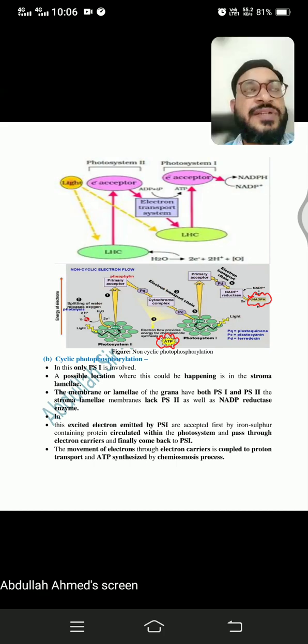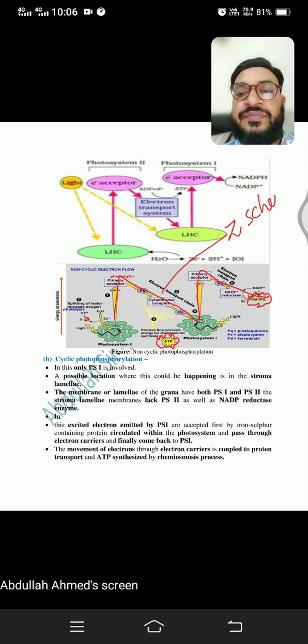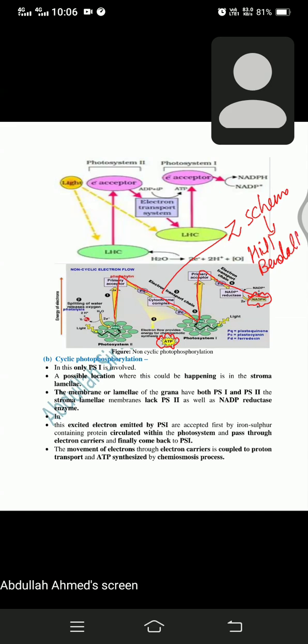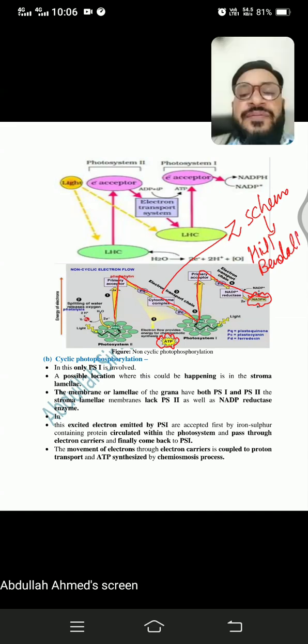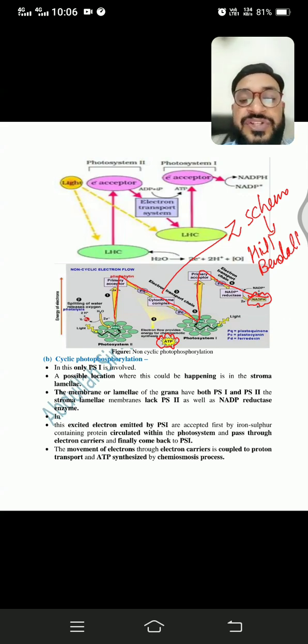And when the electron is traveling, a zigzag-like structure is going to form. That is called the Z scheme. Which scientists called this the Z scheme? Hill and Bendall. So what is the Z scheme? Whenever an electron travels in the non-cyclic pathway, a zigzag-like structure forms. That's called the Z scheme, named by Hill and Bendall.